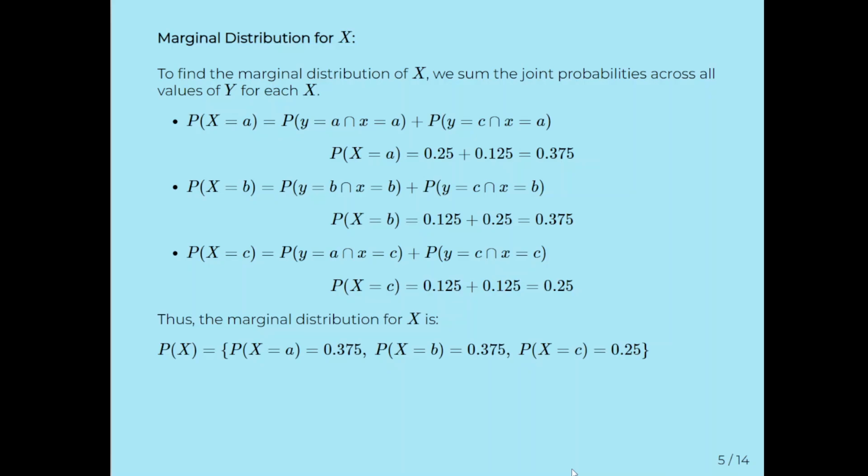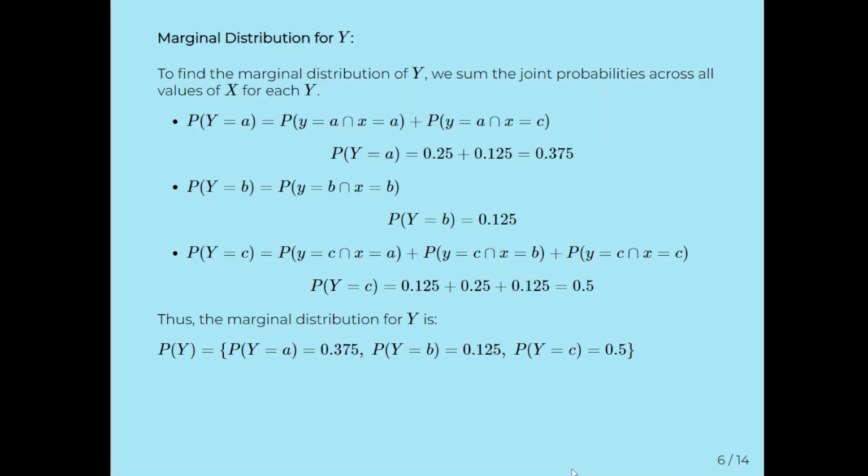In this case it's the column totals for x, that is 0.375, 0.375, and 0.25. That's the answer down there at the bottom. That's essentially all we have to do. Likewise for y, we get 0.375 for y equals a, 0.125 for y equals b, and 0.5 for y equals c.